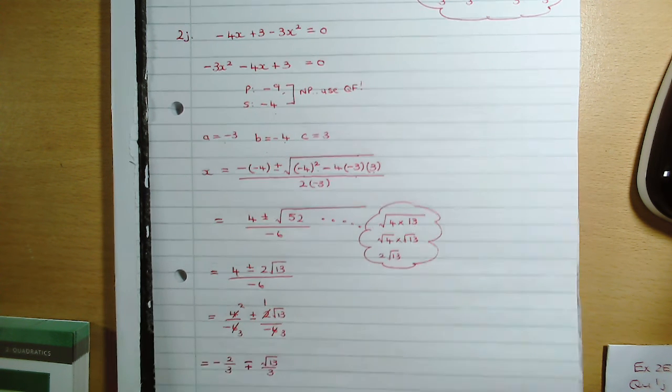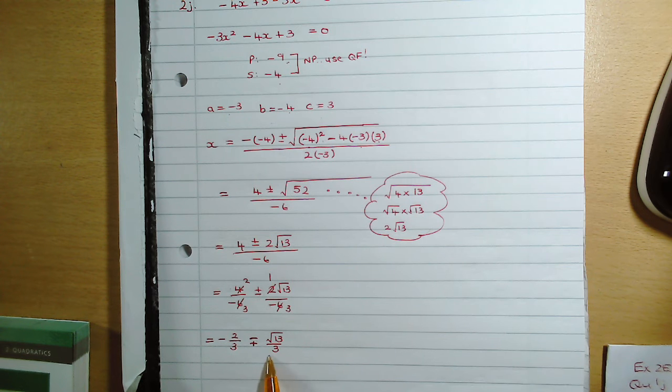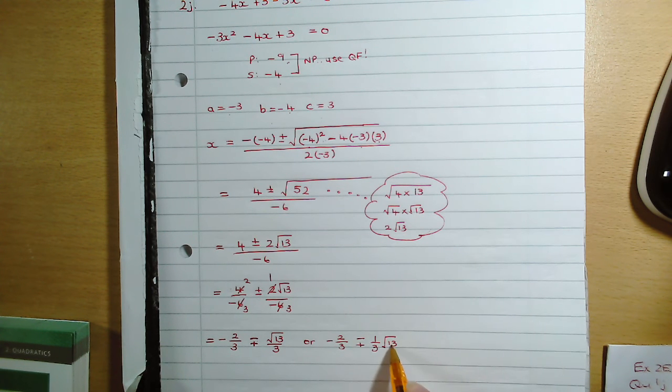Okay. And then you can leave it like that, or minus 2/3 plus or minus a third root 13. Those are your two solutions. Minus 2/3 minus a third root 13, or minus 2/3 plus a third root 13.